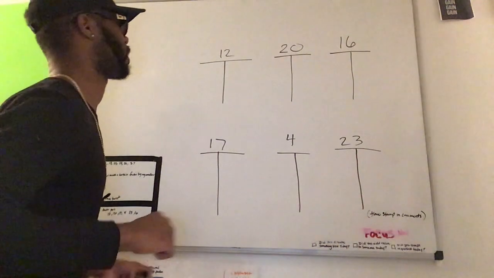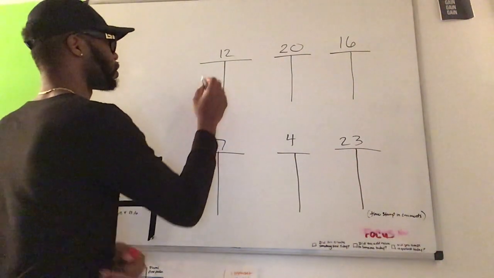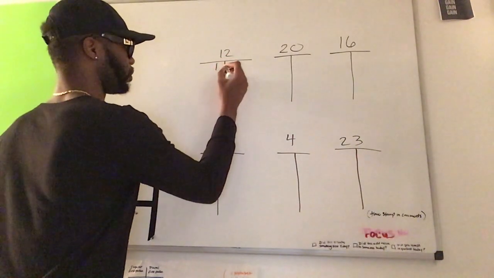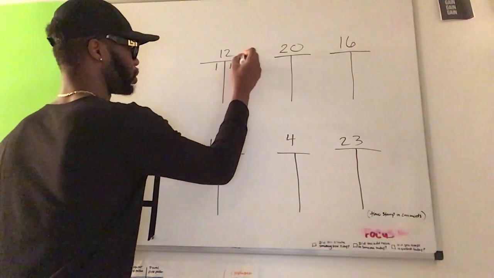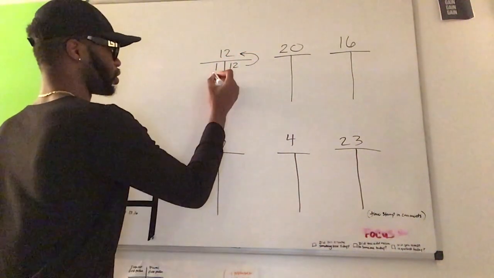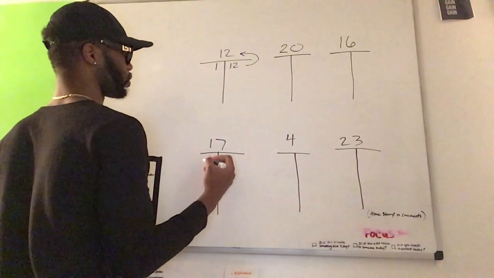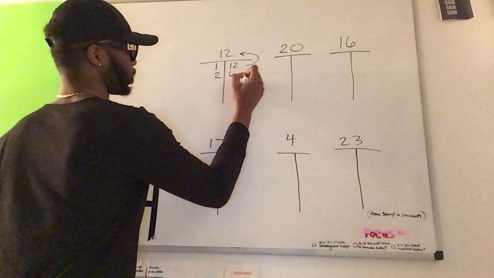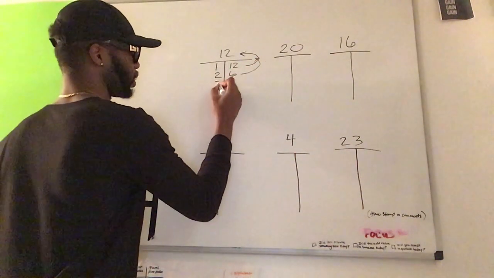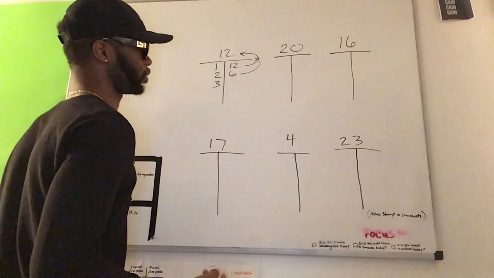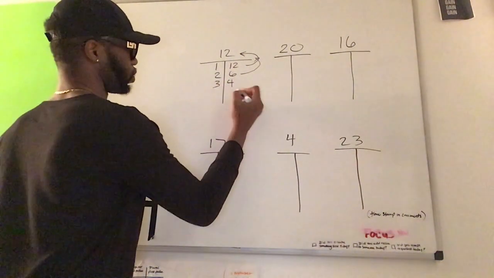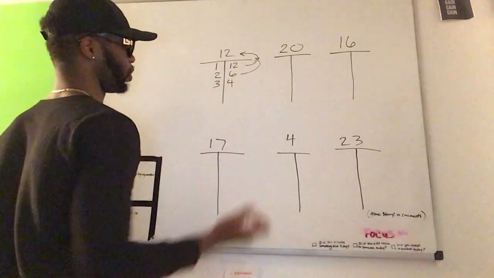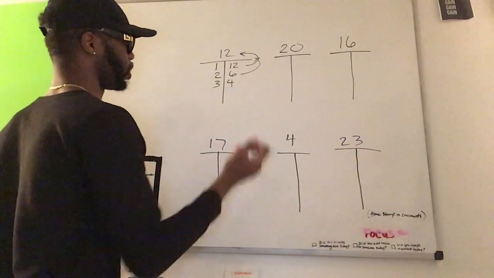So for 12, I'm going to ask myself, we automatically know we can multiply 1 by anything to get that number. So 1 times 12 equals 12. Does 2 times something equal 12? Yes or no? Yes. 2 times 6 equals 12. Boom. Does 3 times something equal 12? Yes. 3 times 4 equals 12, right? Does 4 times something equal 12? Yes. 4 times 3. What about 5? Nope. What about 6? Yes.